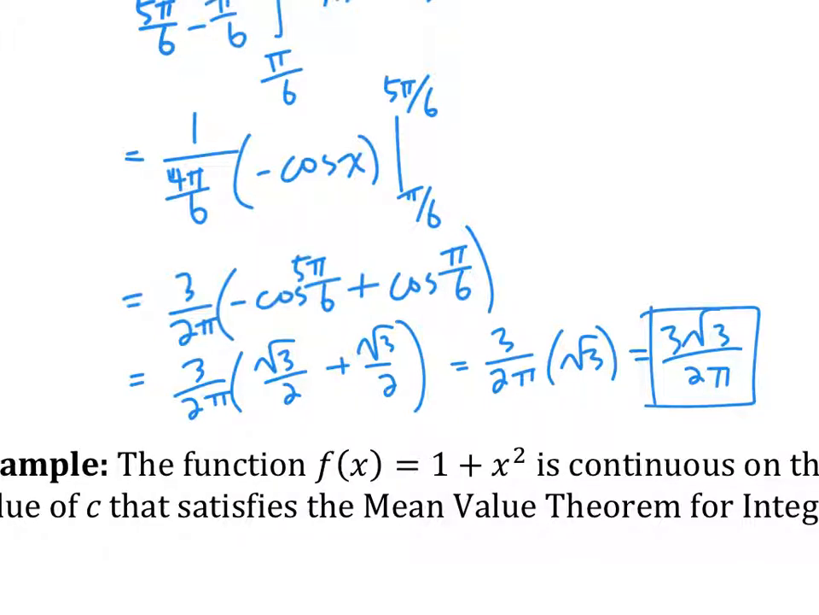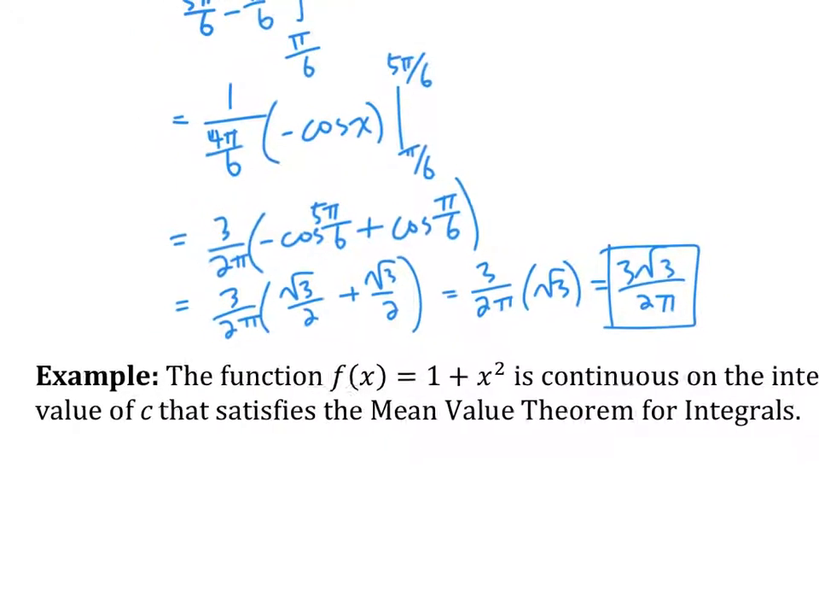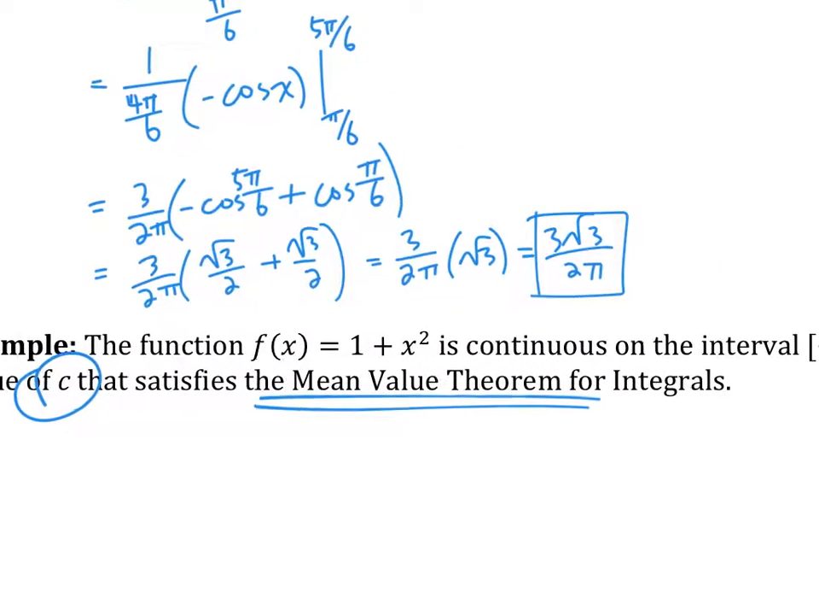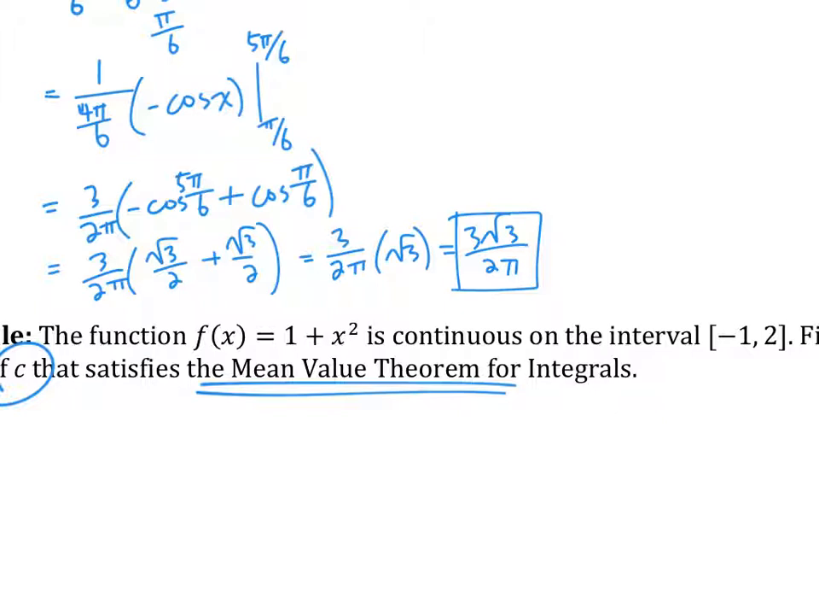All right, let's do 2 more problems. The next one is just like the previous one that you did: 1 plus x squared. But this time, I want you to figure out the value of c that satisfies the mean value theorem. So it's the same question, except you need to figure out the value of c that satisfies the mean value theorem. So what does that mean?